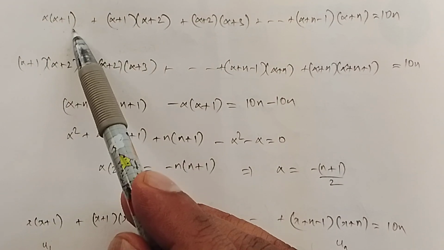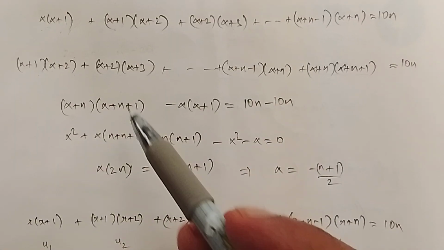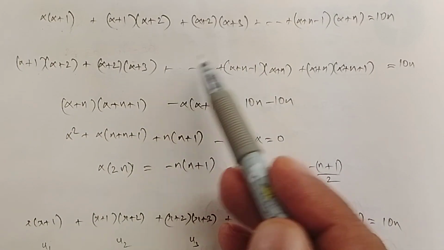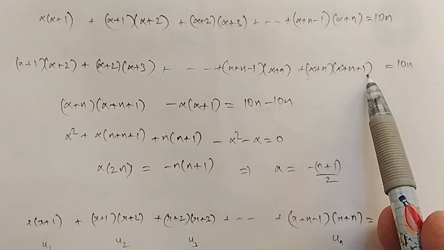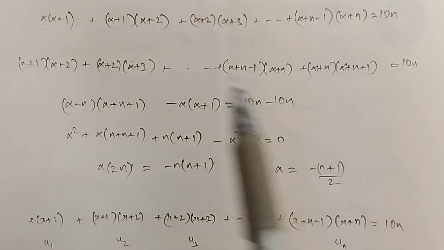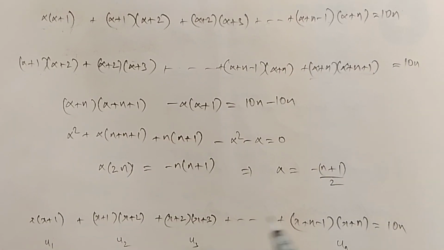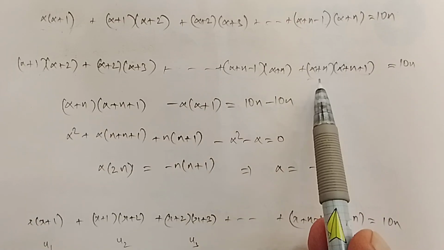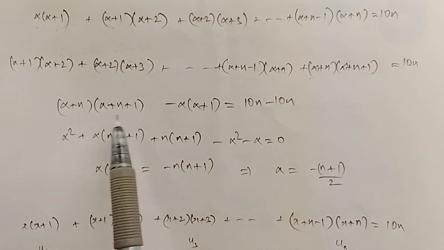What we will do is subtract the first one from the second one. Why are we subtracting the first from the second? Because these terms will all get cancelled. Only the final term of the second one and only the first term of the first one will remain. The right side will become 10n minus 10n, which is 0. So these get cancelled, and we will be left with the final term of the second and the initial term of the first. Okay, let us try to simplify this a bit.